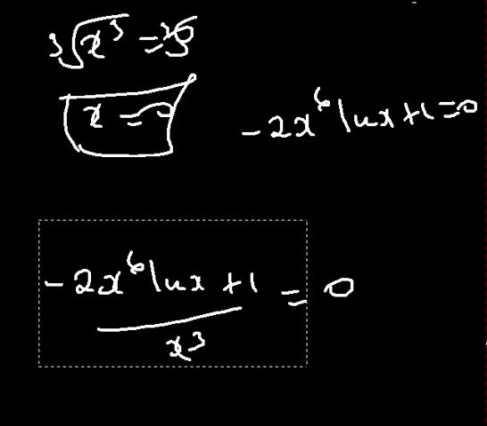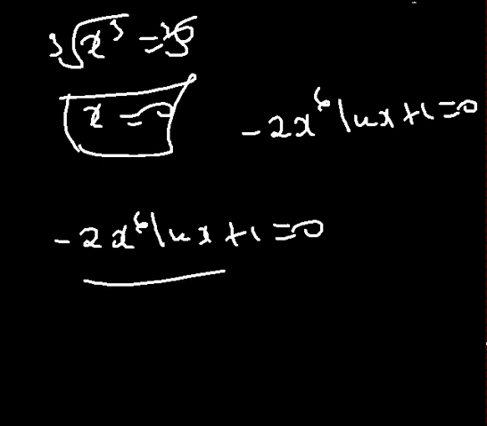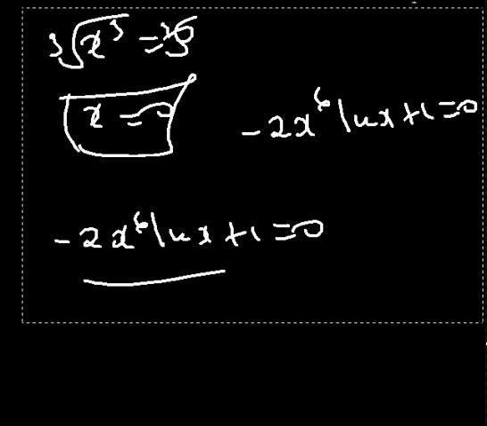And how do you think we should solve this? We have negative 2x to the power 6 ln x plus 1 is equal to 0. Now we should make it okay to solve for x here. So I'm leaving this actual task for you, try to go over that. How do you think we should solve that one? So try to express that one.